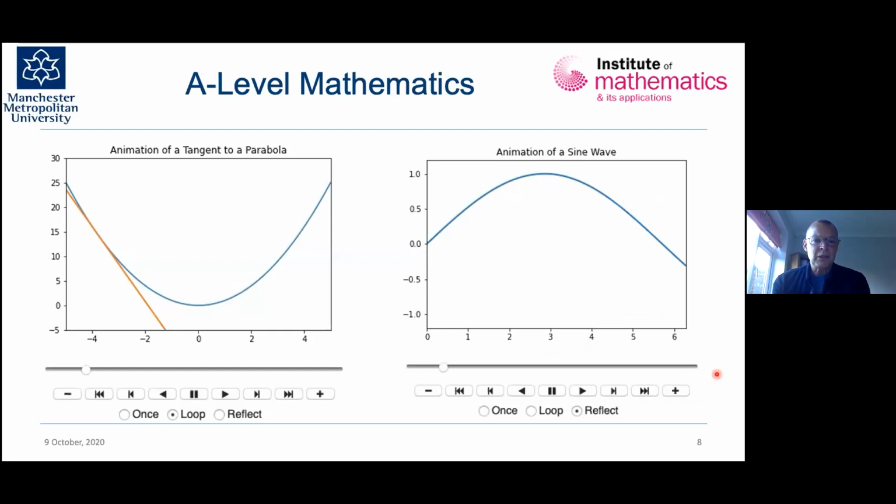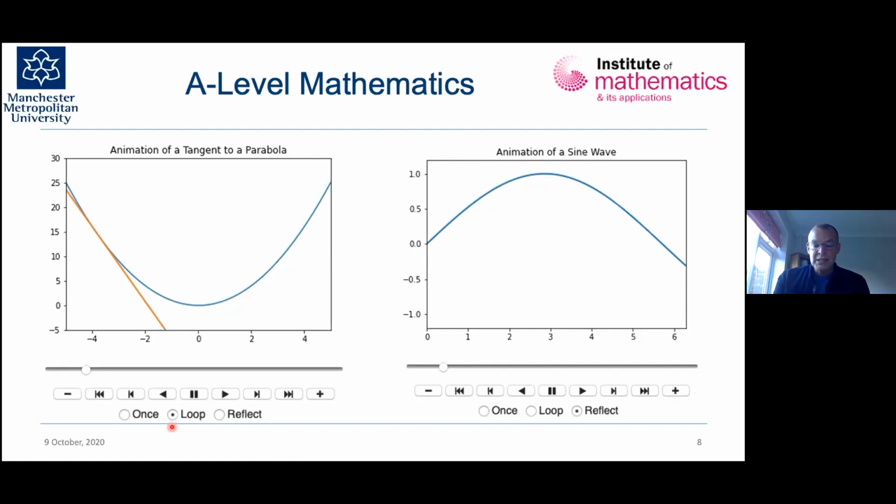Okay, so now let's talk a little about A-level mathematics. I've got two simple animations here. The animation on the left is going to show how a tangent moves around a parabola as x varies. And you'll notice at the bottom, there are three options here. We can just show the animation once, we can loop the animation, or we can reflect the animation.